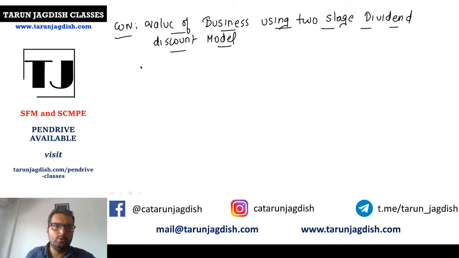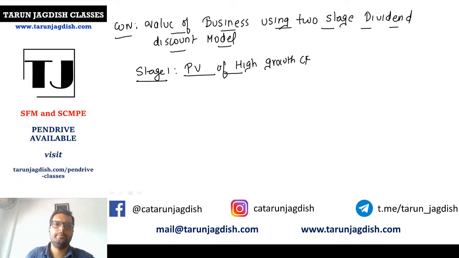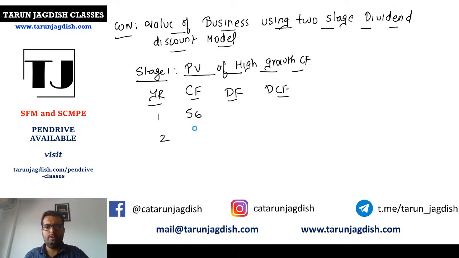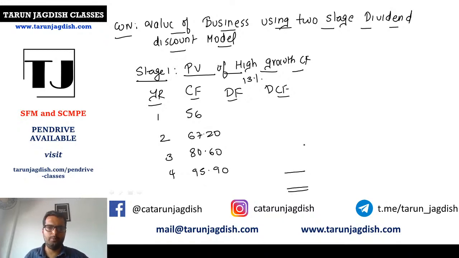Alright, so here I will go one by one. Stage 1, present value of high growth cash flow. Here cash flow, discount factor and discounted cash flow. So year 1 56, year 2 67.2, year 3 will be 80.6 and year 4 will be 95.90. The discount factor will be 13%. You have to find out the discounted cash flow. Alright, please do this till here on your own, friends.